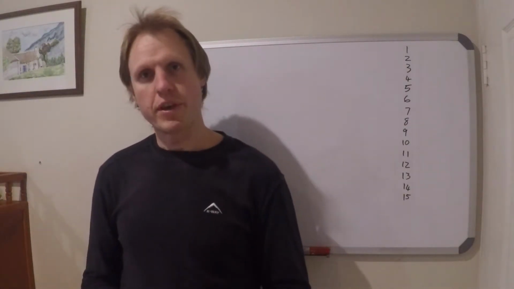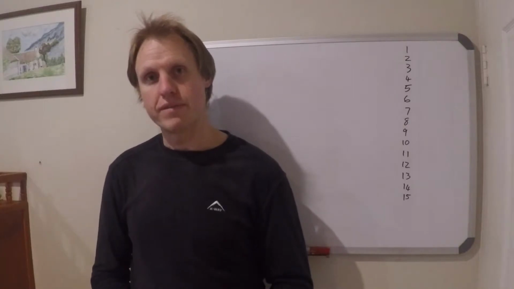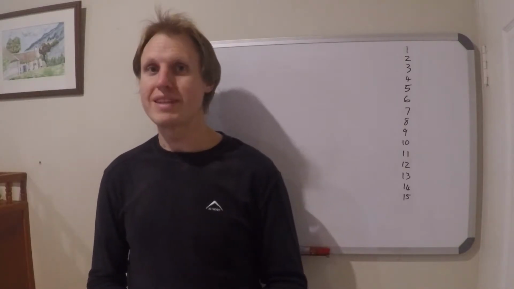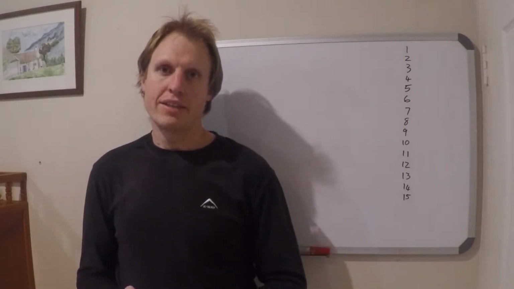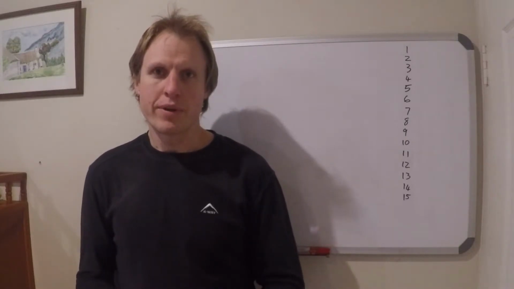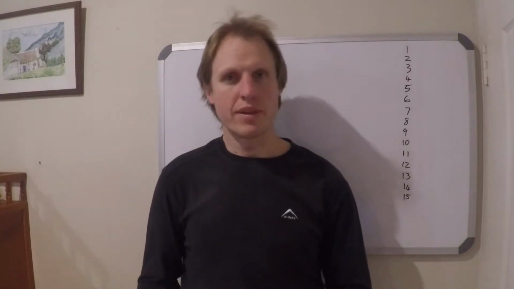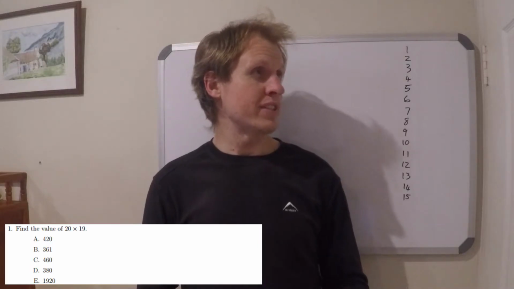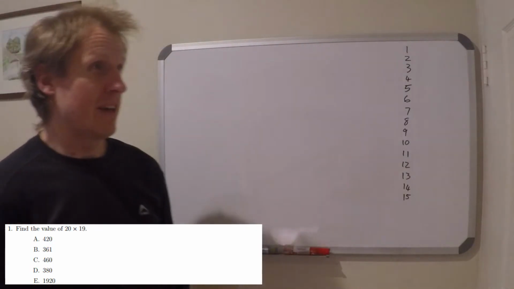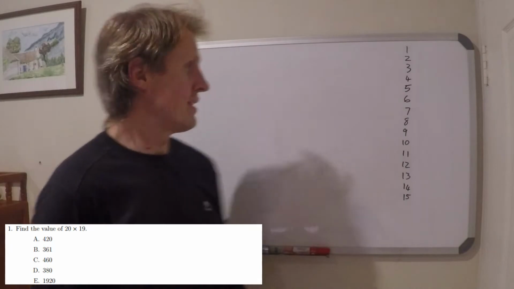Hello, I'm going to be going through answers to the Wits University Maths Competition 2019 for grades 4 and 5. Okay, so let's start with the first question. These are 3-point questions. First question, find the value of 20 times 19.